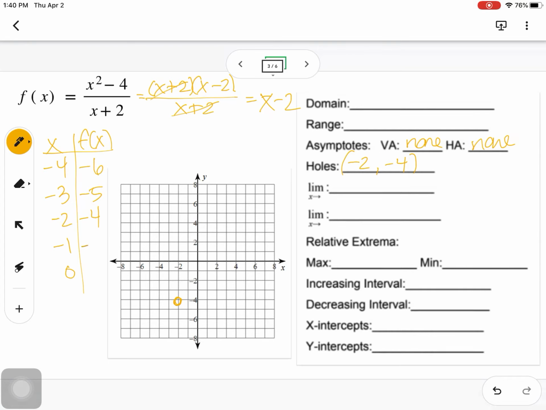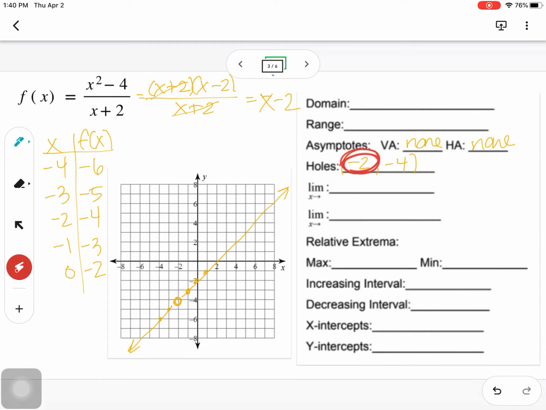Negative 4 minus 4 is negative 6. Negative 5, I got negative 3 and negative 2. You can also graph this just by recognizing that it's going to be a line. Either way is fine. So this is going to look a lot different, and that's okay. So let's talk through how this chart varies.